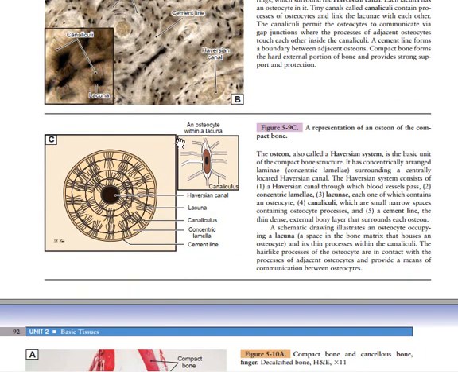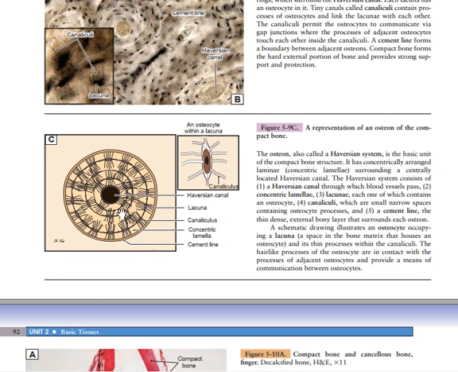Now this is the diagrammatic representation of an osteon. It shows the Haversian canal inside. Then we have concentric lamellae. We have lacunae, sorry, not canaliculi. We have lacunae, which are located here on the lines of each lamellae. Is it clear? And then the next one is canaliculi.